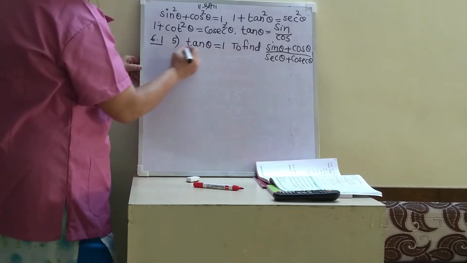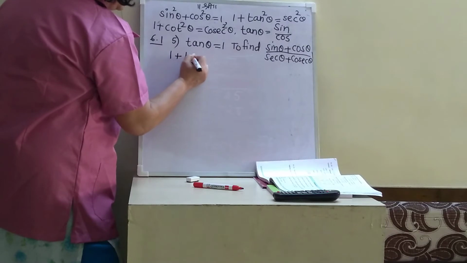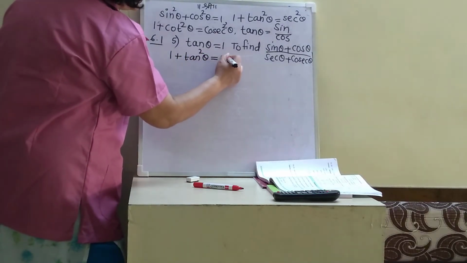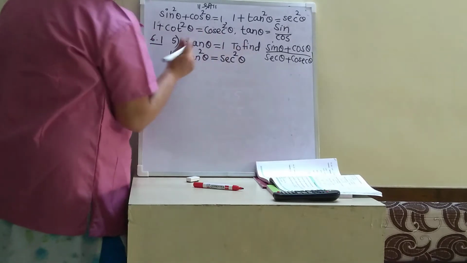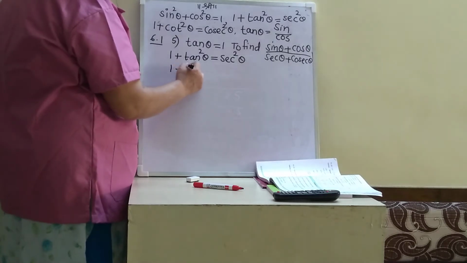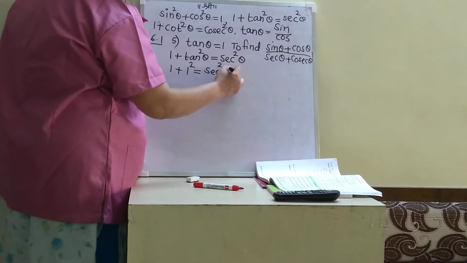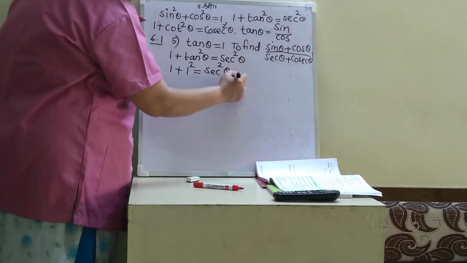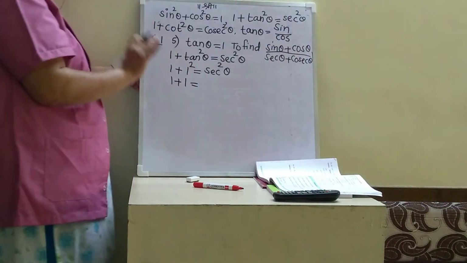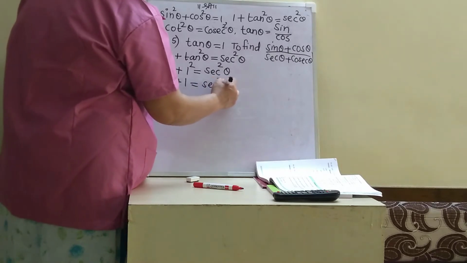So what is the first identity I am going to use? This identity. What is that? 1 plus tan square theta is equal to sec square theta. What is given to you? I have been given that tan theta equal to 1. So 1 plus 1 square is equal to sec square theta. So what am I going to get here? 1 plus 1. What is the square of 1? It is not 2. It is 1. So 1 plus 1 is equal to sec square theta.